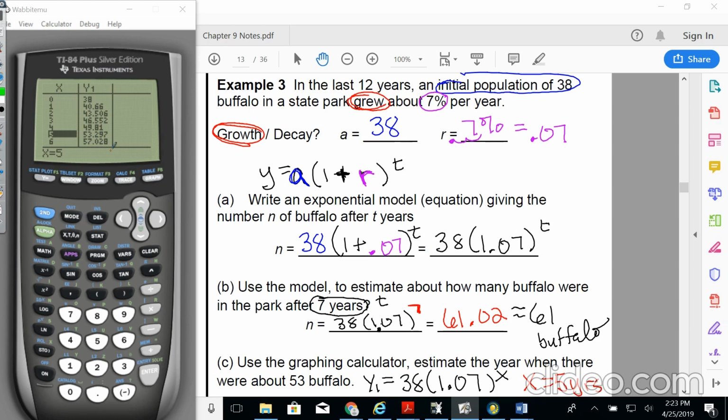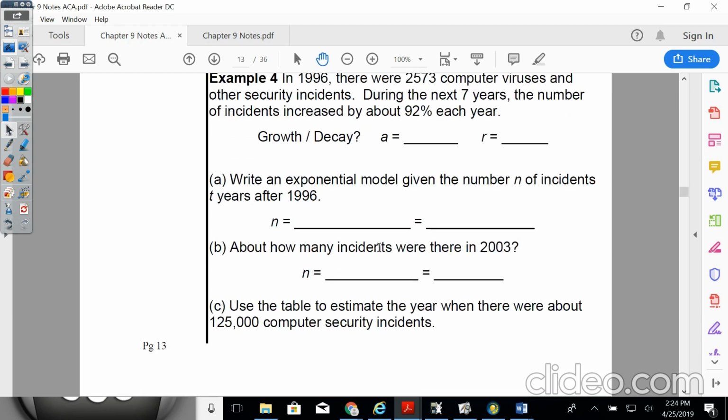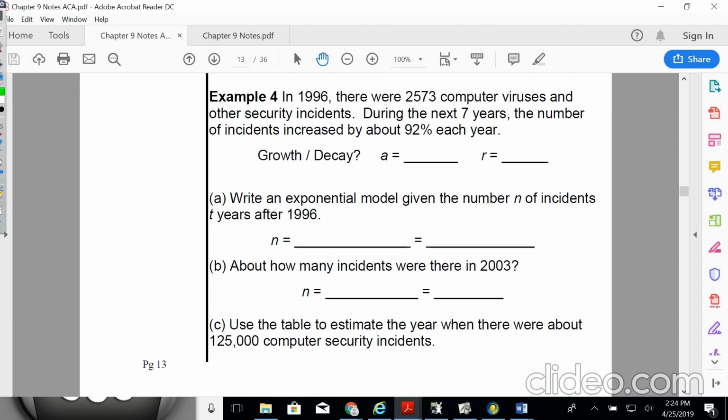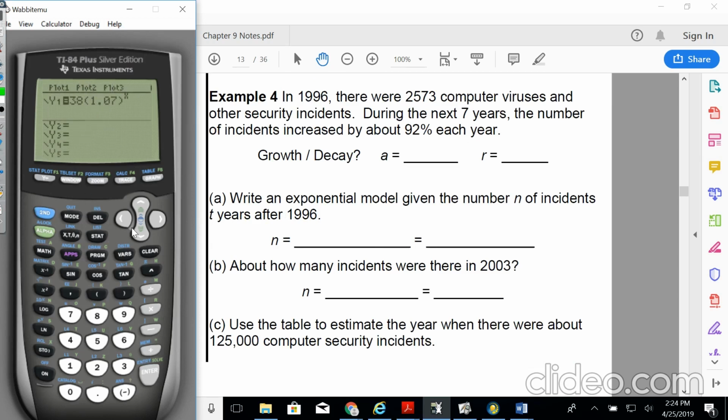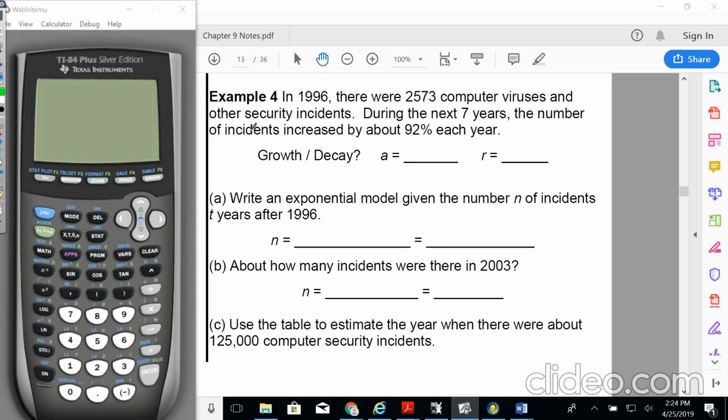All right, and then the last example, again, it's giving us the word problem. So we use the word problem to make the equation and then answer the questions at the bottom. So clear this, I'm going to need it. And clear this. Okay, in 1996, there were 2,573 computer viruses and other security incidents. During the next 7 years, the number of incidences increased by about 72% each year.